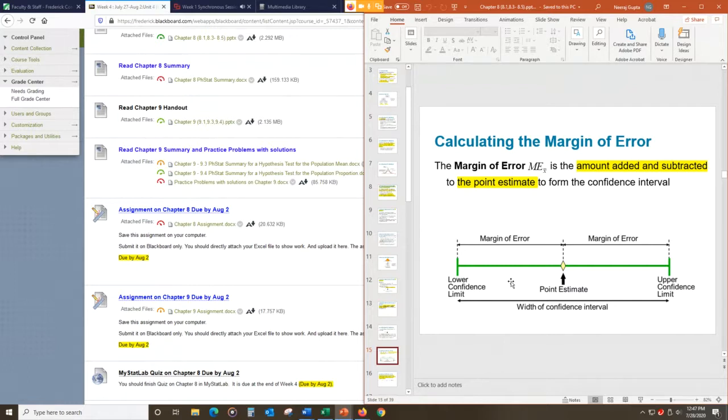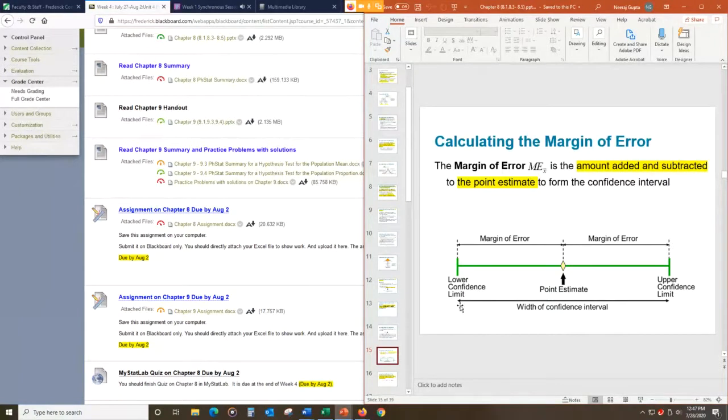So 95% means it is covering more samples, isn't it? That means the margin of error is bigger. For 90%, the margin of error will be smaller. If I take 99%, the margin of error will be even larger than at the 95% confidence level.